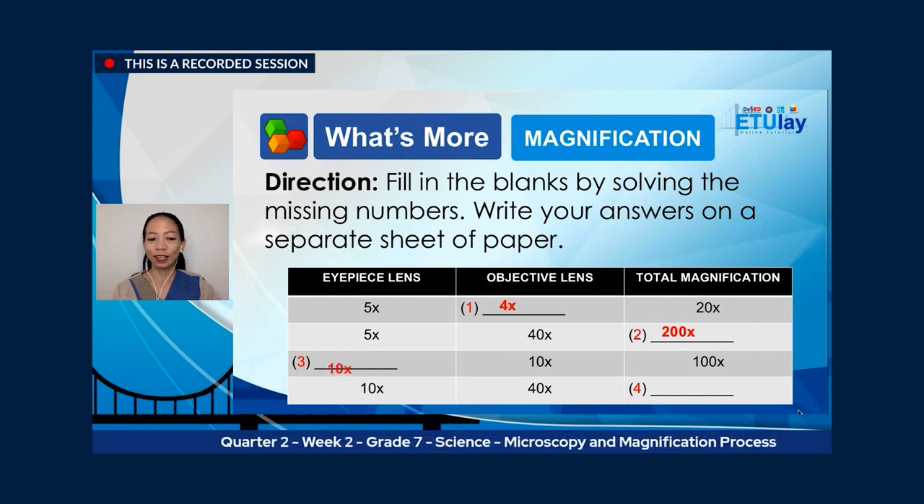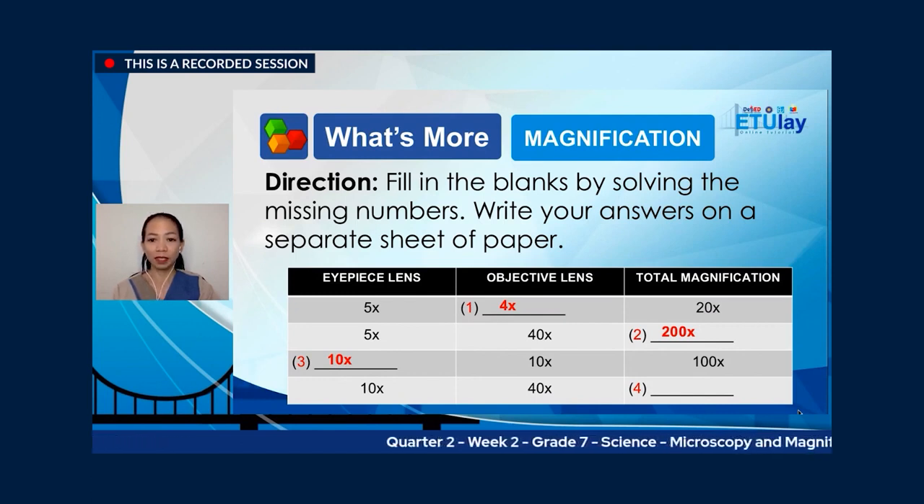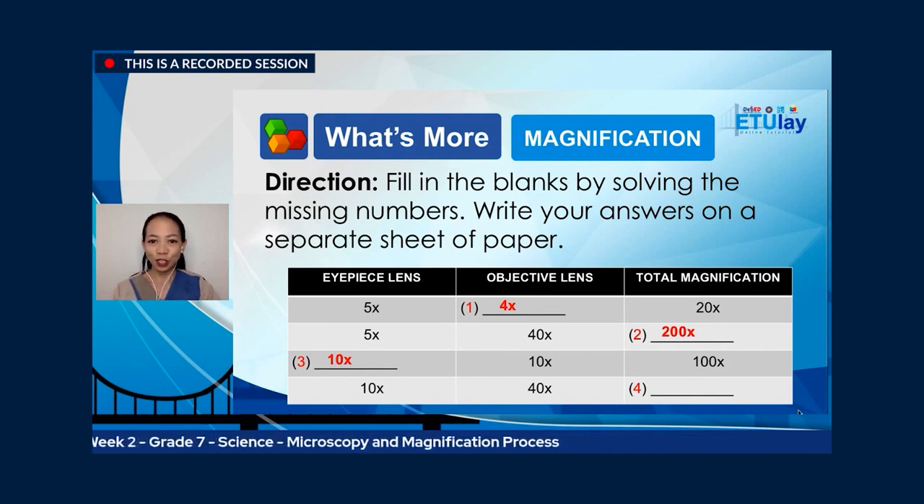Answer: 10 times. Last item, you're given the eyepiece lens of 10 times and the objective lens of 40 times. What is the total magnification? Number 4, the answer is 400 times.